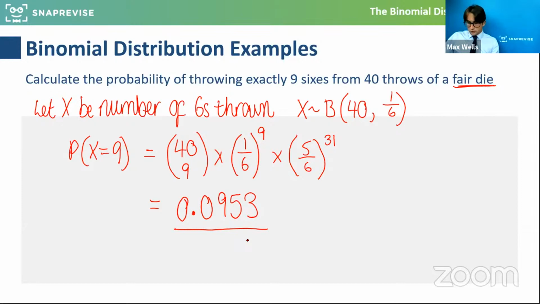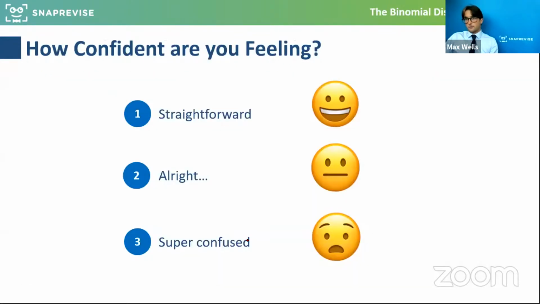What I'm going to do, I'll just do a little checkpoint and then we'll do a couple of exam questions. So let me know how you're finding that. Straightforward, okay, or a little bit confused. But do let me know because this hopefully can be consolidated and we can look at some more scenarios here. So let me know how you found that. So just a 1, 2, or a 3. Give me an idea of how confident you're feeling with it.